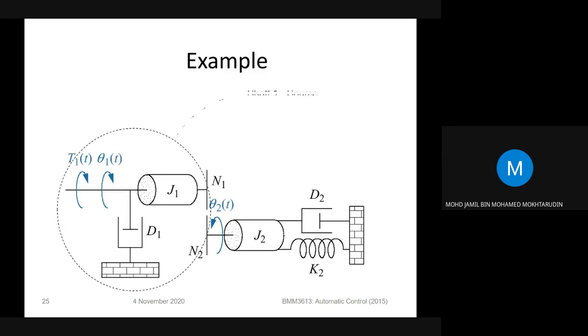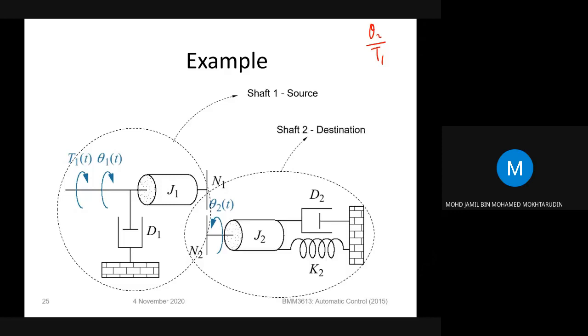So we assume that theta 2, because we want to find the transfer function of theta 2 over T1, is located in the destination. So the location of theta 2 is the destination, and everything else, basically theta 1 and all of J1, D1, and T1, are located on the source. So we want to transfer from source to destination.